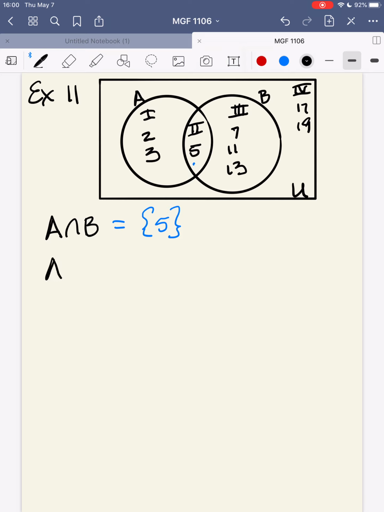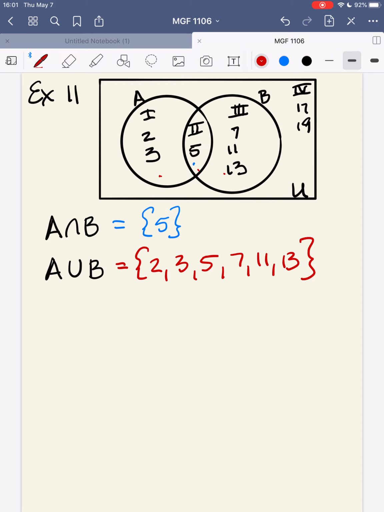If I have A union B, that means I want set A, set B, or both. Okay, so this one's going to be nice and long. It's going to be in set A, set B, or both. So I have 2, 3, 5, 7, 11, and 13.